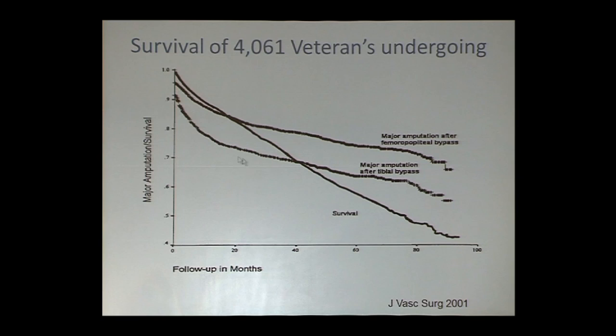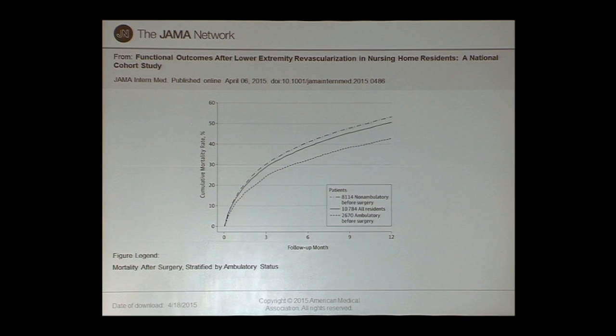Major amputation after femoral popliteal bypass is higher than after tibial bypass. Why that is, is unclear, but I have some ideas that we'll go into a little bit later. What about functional status after lower extremity revascularization of nursing home residents? If you're not functional prior to the surgery and you're admitted into a nursing home, you probably don't have a good chance of long life expectancy.